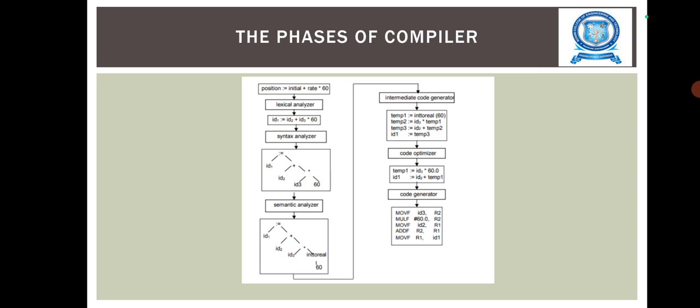Then next here we get the 6 phases of a compiler for the given example. This is the final output for the phases of the compiler.